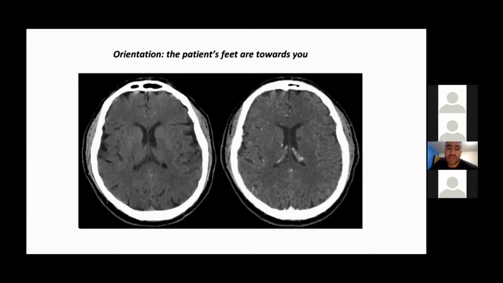And you can see in this scan, just in case anyone's forgotten, this is a CT scan, the orientation is that the patient's feet are towards you. So then for later on when we're understanding right and left, you can see on the left, it's a CT brain without contrast, and on the right is a CT brain with contrast.